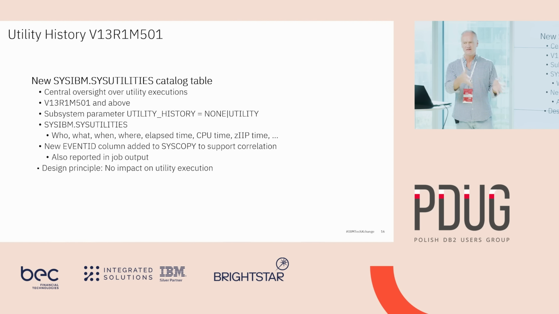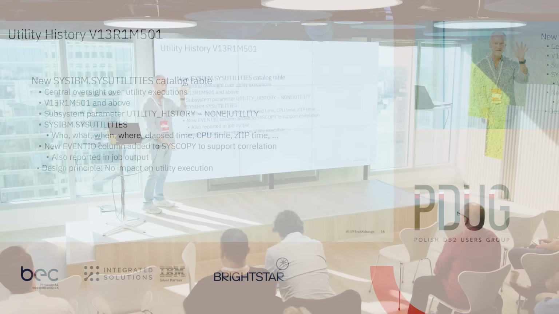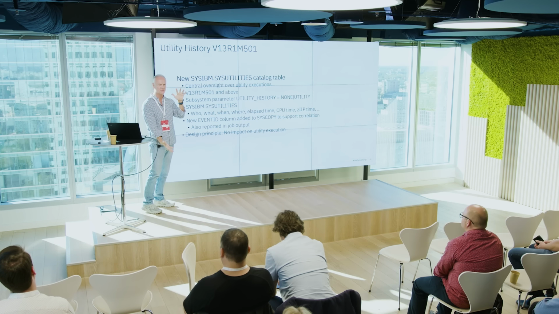this is who ran it, this is when it ran, this is how long it ran for, this is how much CPU it used, how much zIIP it used, and whether it completed successfully. Just basic information like that about each and every utility that executes in Db2. So now you have a complete history of all the utilities that are executing in Db2.